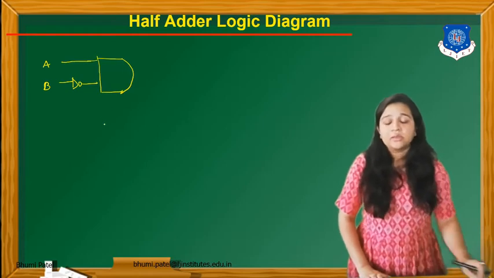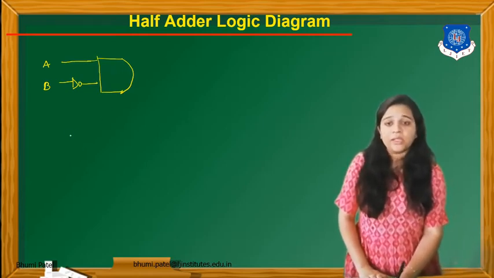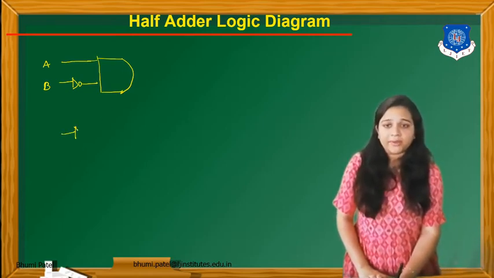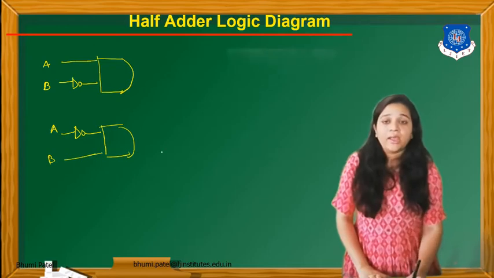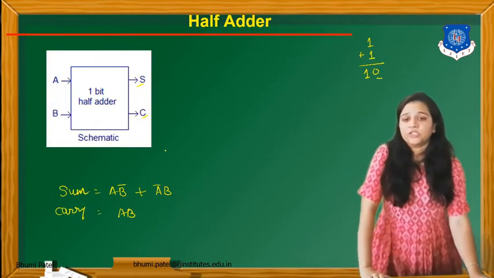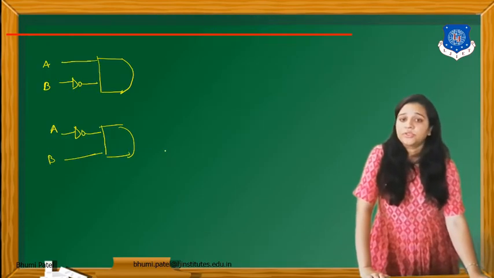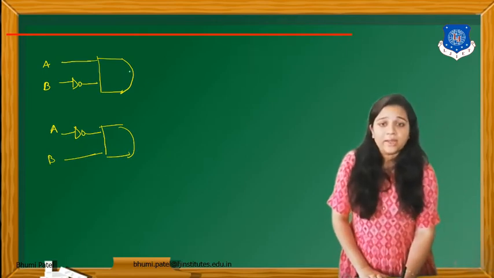The next term is A bar B. So we put A, after that we put the NOT gate on A, and B as it is. This is my B, and by adding these two terms we get the sum. So we put the OR gate here.